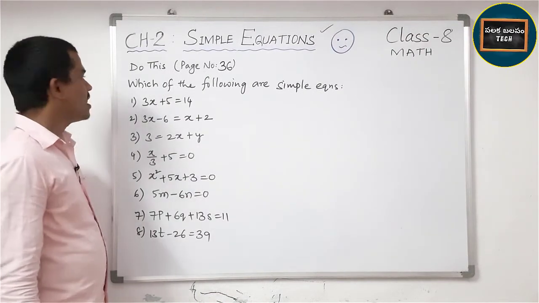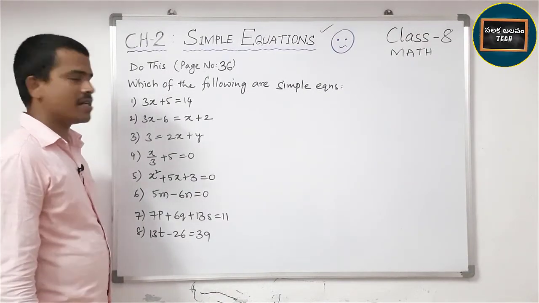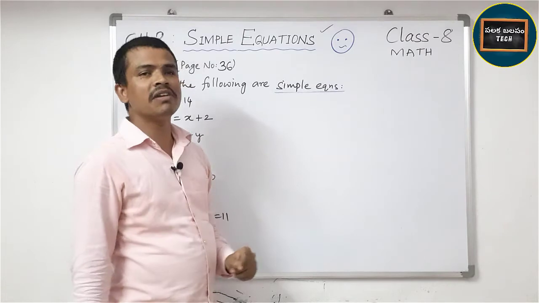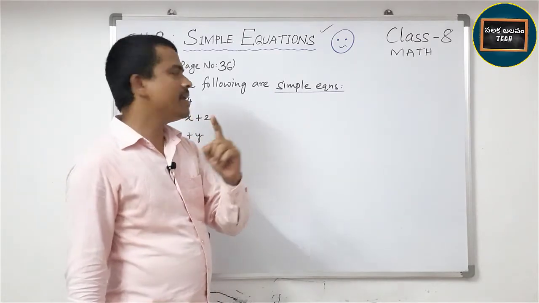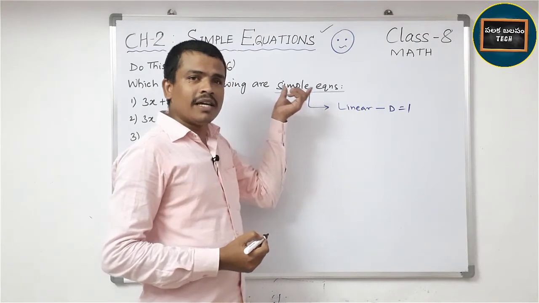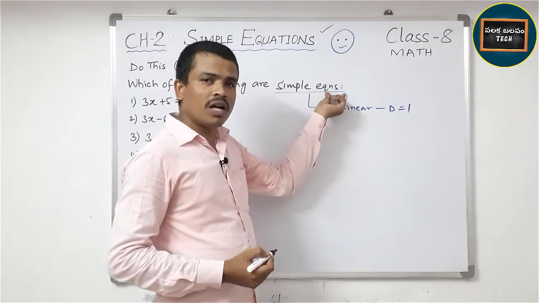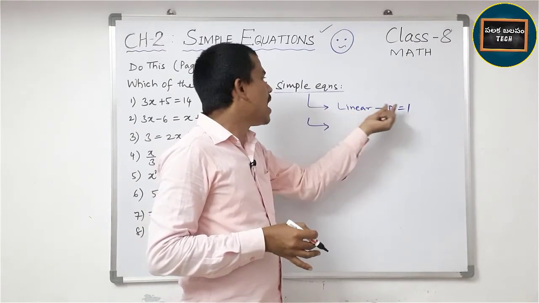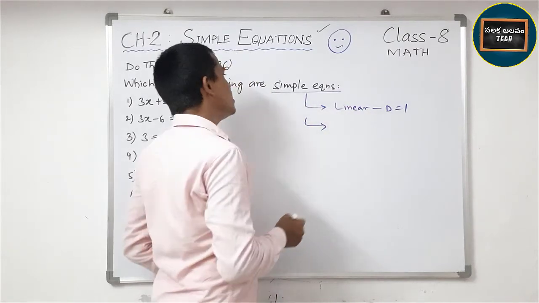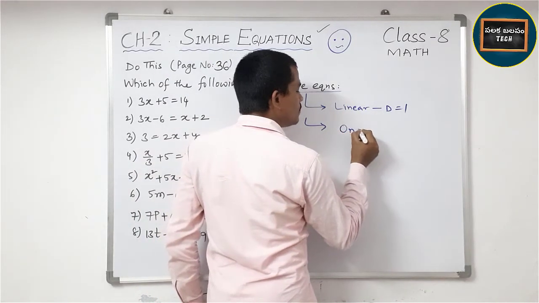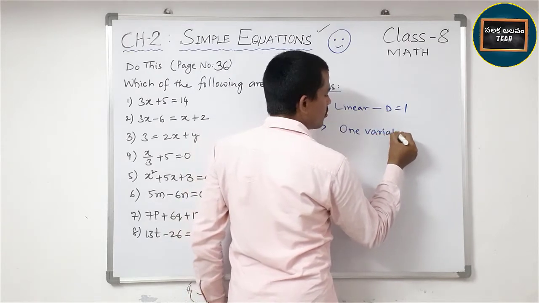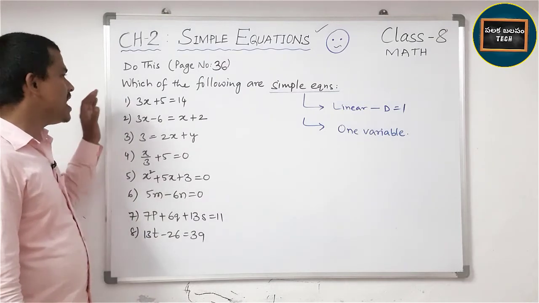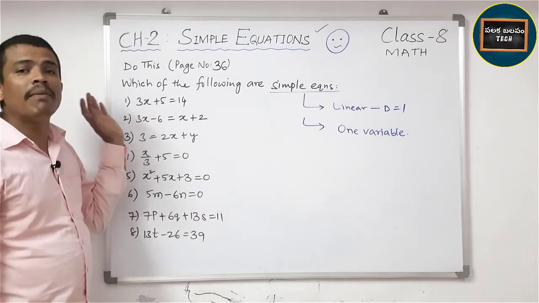Now, let us see the Do This question, page number 36. Which of the following are simple equations? Which equations are called simple equations? A linear equation in one variable is called a simple equation. To check whether an equation is a simple equation or not, we have to check two conditions. It should have degree 1. So first we have to check the degree. The second condition is it should contain one variable. So for these 8 questions, for each question we have to check the degree and the number of variables.